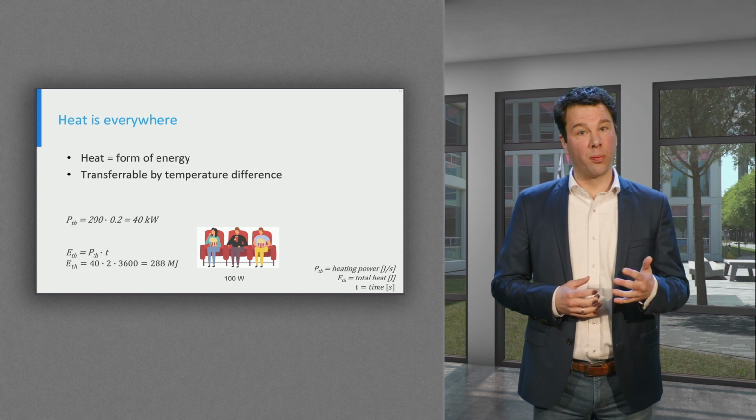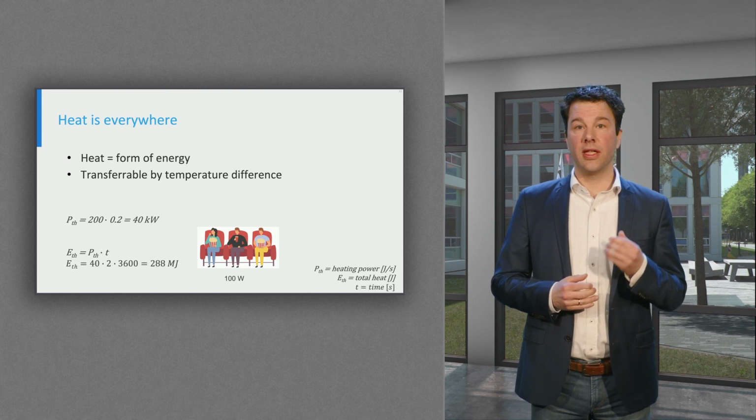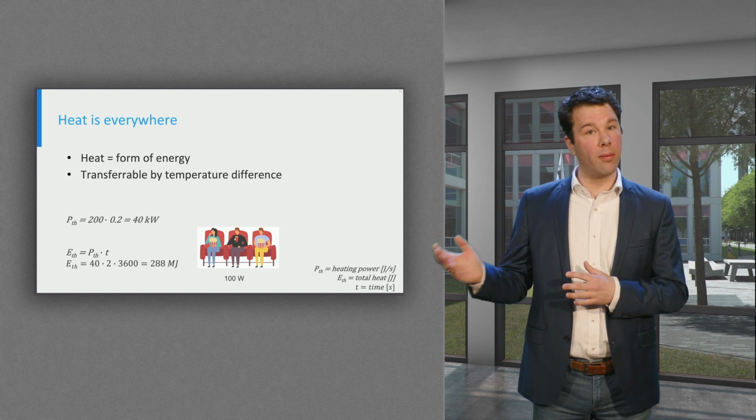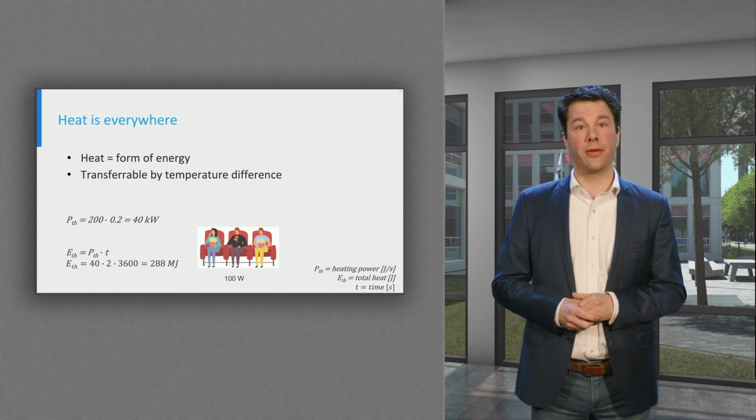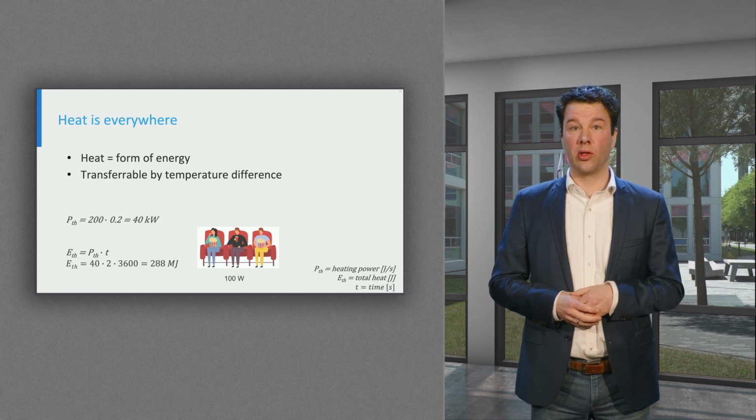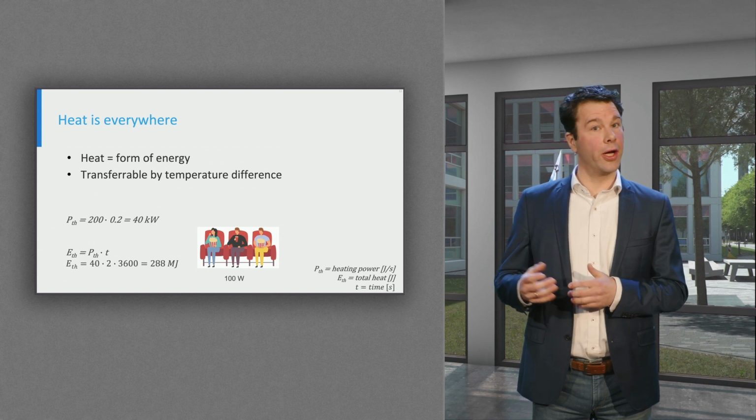Throughout the MOOC, and more importantly in analyzing and designing sustainable heating and cooling systems, it is crucial to distinguish between the required heating power and the total amount of heat needed over a given period. In this example, the cooling power of 40 kilowatts on the one side and the 300 megajoules of heat per movie on the other.